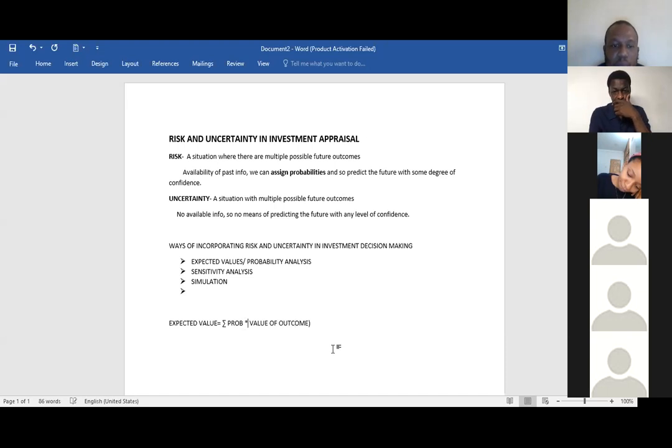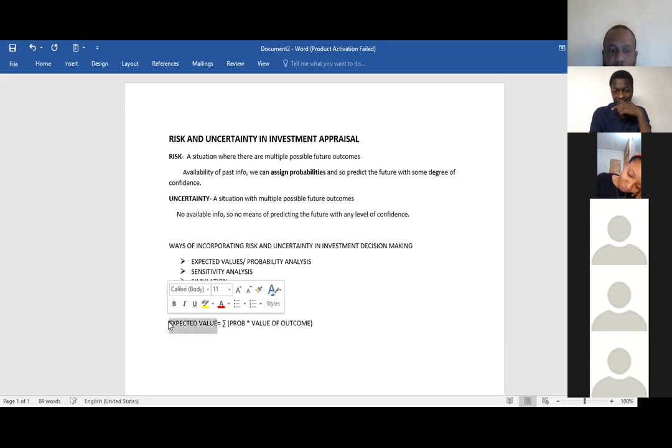Yes, please. In the ways of incorporating risk, is risk adjustment discount rate included? Yeah, we can adjust our discount rate, yes. So let me put adjusted discount rate. Okay, thank you. You're welcome.